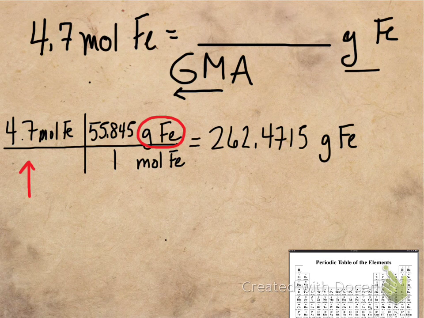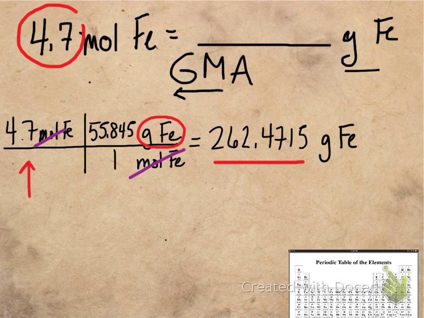55.845. We multiply across the top, divide by, well, 1. That's not all that exciting. Cancel out our units. Moles of iron cancels moles of iron. We're left with grams of iron. And we have a raw answer of 262.4715 grams of iron. Now, how many sig figs are we allowed here?